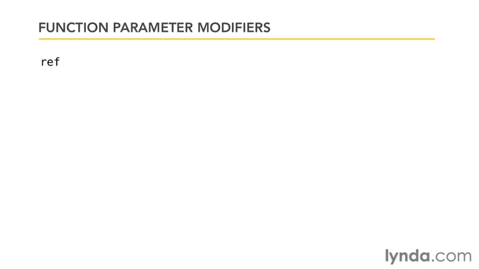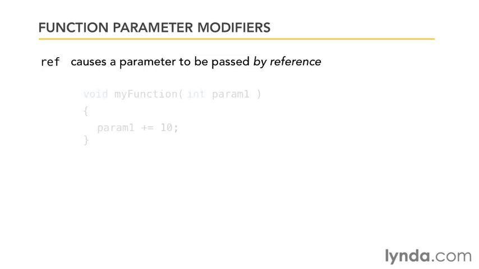However, I can use a keyword in the parameter list for the function called ref. This causes a parameter to be passed by reference instead of having a copy of its value passed in, which is what the normal case is in C#. Now what I would do here is I would declare my function as normal. I have an integer parameter named param1, but I would put the ref keyword in front of the type name, in this case integer. This causes the param1 parameter to be passed by reference.